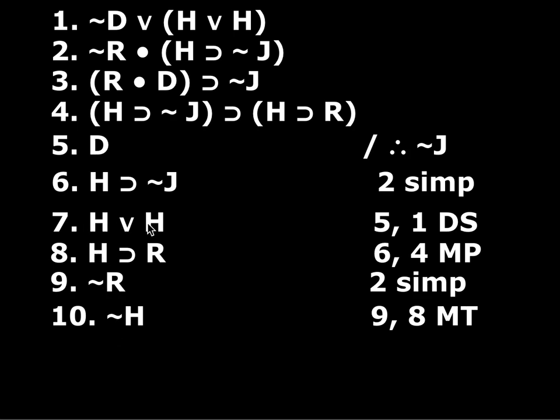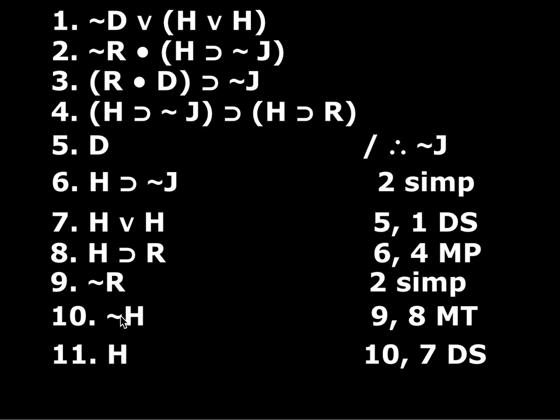It's a disjunction, right? H or H. I have the negation of one of the disjuncts. Now, in this case, it could be either one. I could conceive of this as the negation of the first. I could conceive of it as the negation of the second. It doesn't matter. The point is, I can use 10 and 7 with the rule of DS to get H.